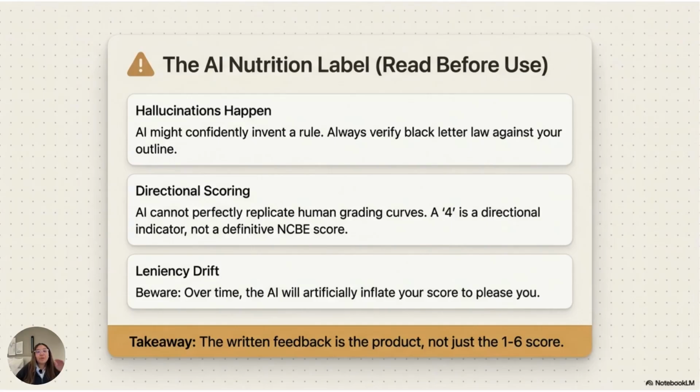Okay, so before we dive in further and before you start using ChatGPT or Claude to grade your essays, I'm going to give you the AI nutrition label. Hallucinations happen. AI might confidently invent a rule, so always verify the black letter law against your outline. Directional scoring. AI cannot perfectly replicate human grading curves. A 4 is just an indicator. It's not a definitive NCBE score. And then leniency drift. Beware of this. Over time, the AI will artificially inflate your scores to try to please you.